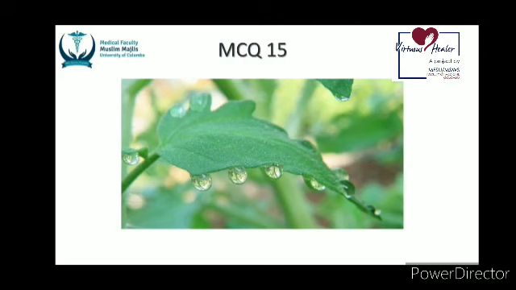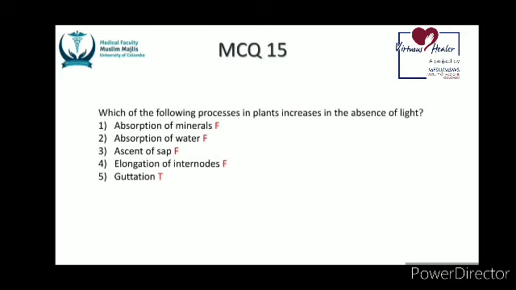So as a result, water is going to accumulate within the roots, increasing the pressure within the roots. And this build-up of pressure within the roots is going to push the water along the xylem vessels towards the leaves, and this water will then move out of the leaves as droplets through hydatodes. Since guttation is a process that occurs due to increased root pressure and decreased transpiration pull, this process is going to increase in the absence of light. So the correct answer is going to be number 5, guttation.